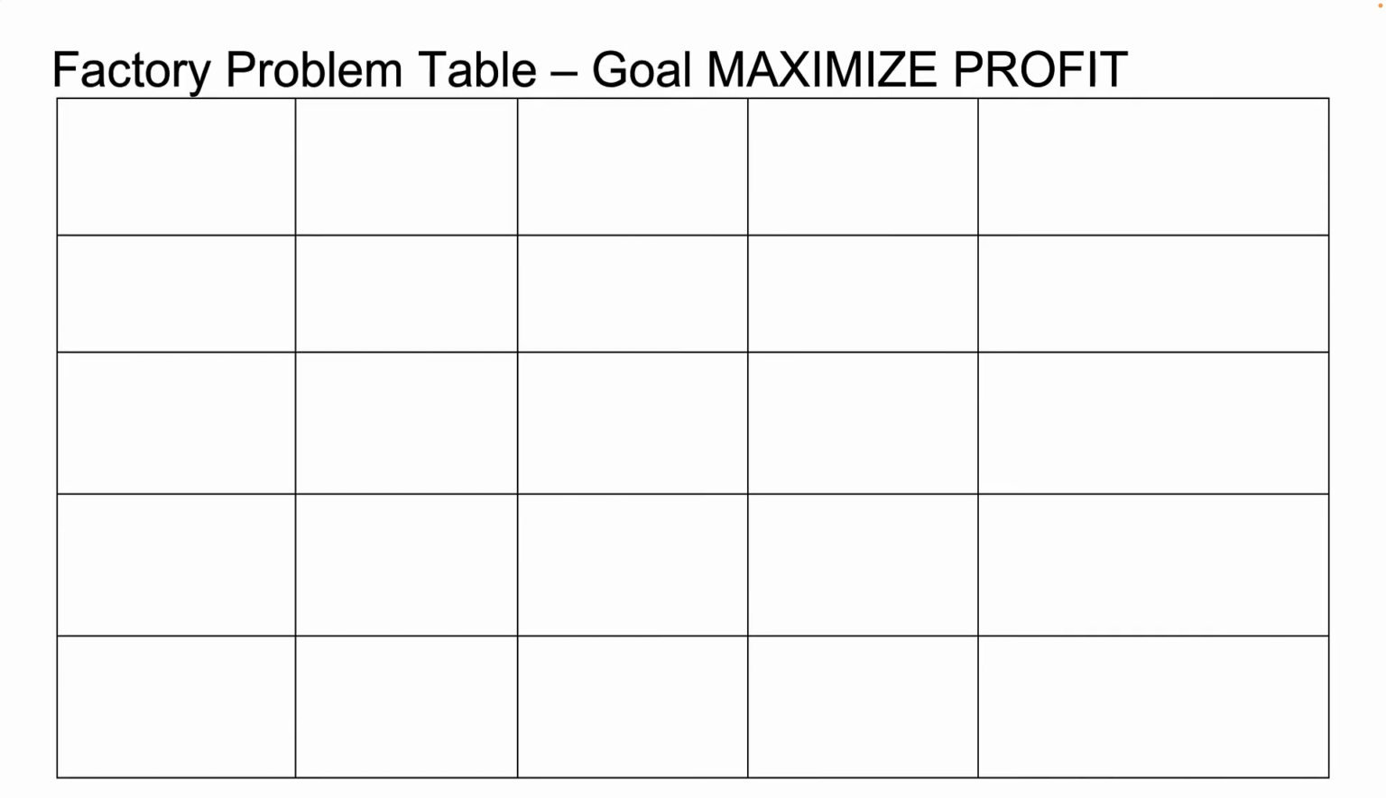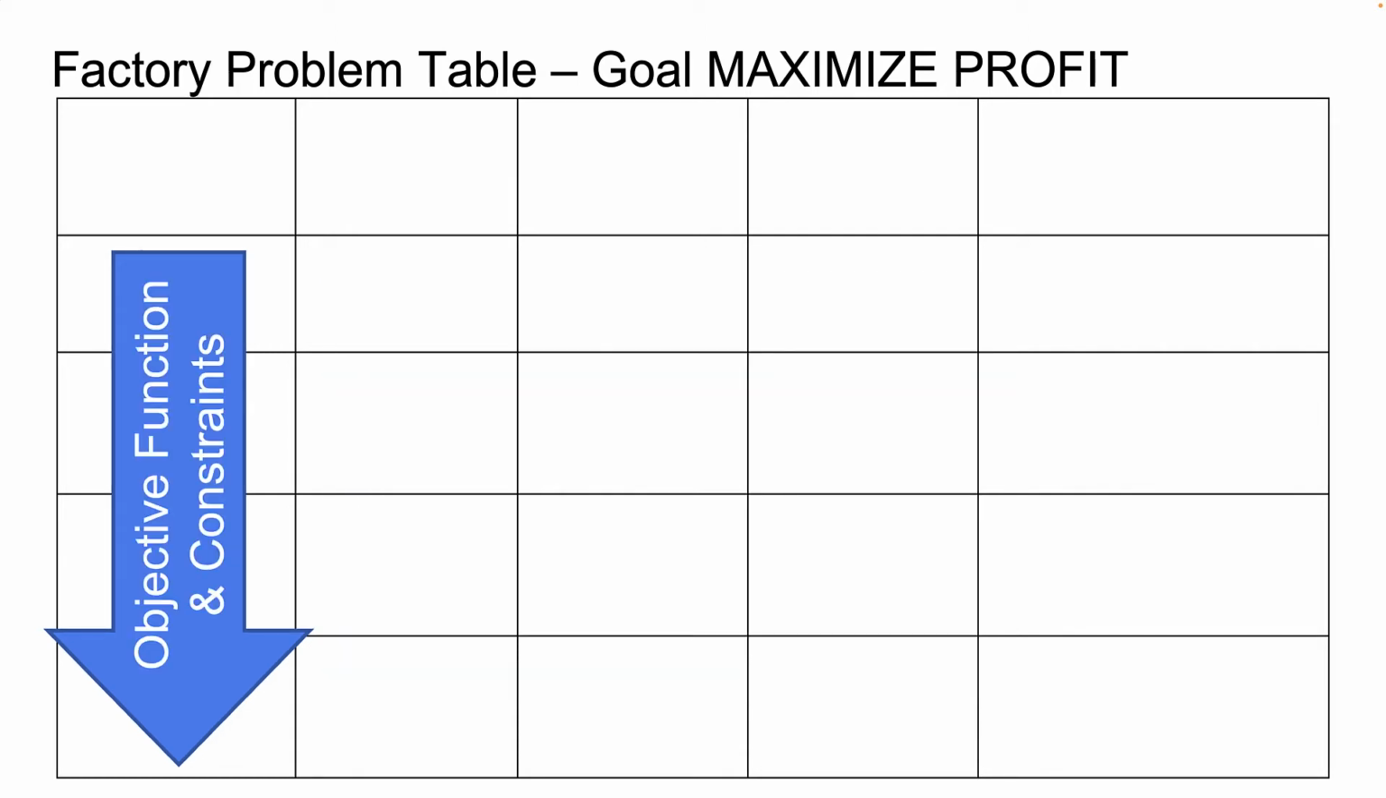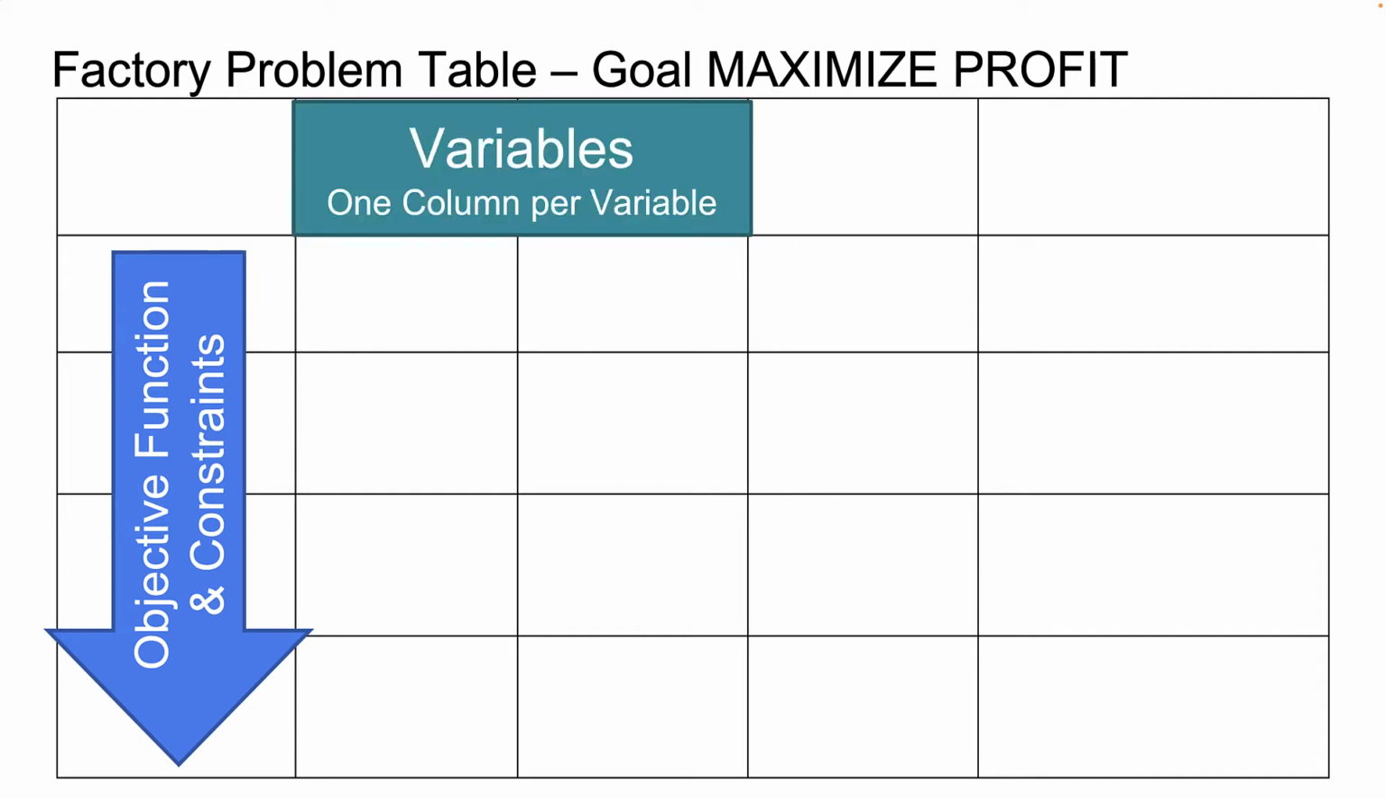Here's the table I'm going to use for this factory problem. Remember, our goal is to maximize profit. Before I jump right into setting up this table, let me explain the strategy behind it, because the strategy will work toward all linear programming problems. Down the left-hand side, you want to write your objective function and your constraints. In this case, I'll usually write one constraint per row. So we're going to have our objective function and our constraints down the left side column. The next columns will be reserved for variables. You want to reserve one column for each variable.